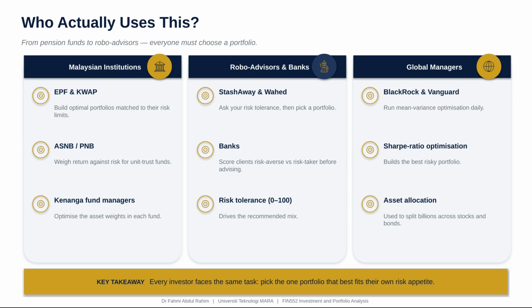In the third column, global managers. The giants BlackRock and Vanguard run mean-variance optimization as a daily routine. Sharpe ratio optimization is used to build the best risky portfolio, and these methods allocate literally billions across stocks and bonds. The takeaway, every investor, from a pensioner to a sovereign fund, faces the same fundamental task: picking the one portfolio that best fits their own risk appetite. Let us set out what you will be able to do.